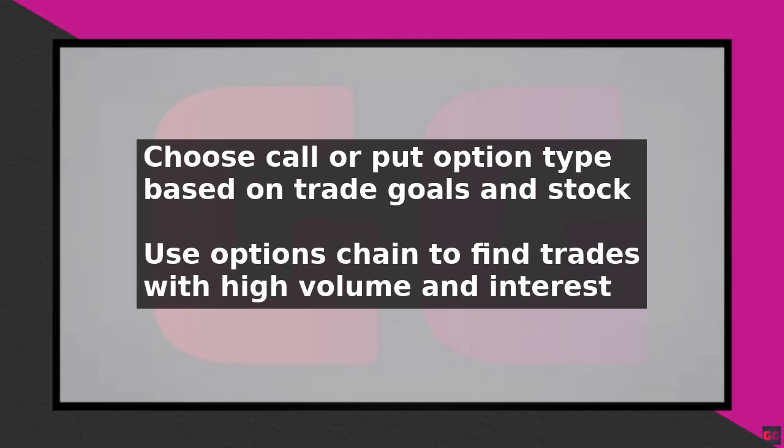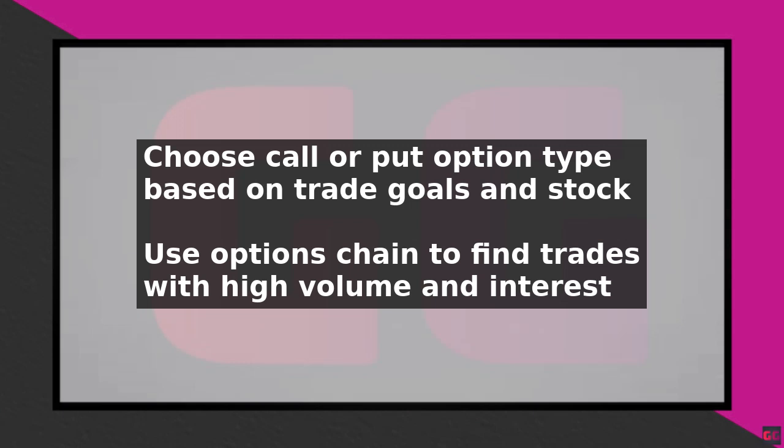A call option gives you the right to buy a stock, while a put option gives you the right to sell a stock. Now, use the options chain to find a good trade. The options chain is a table that shows all the available options contracts for a stock. Look for options with a high volume and open interest, as these are more liquid and easier to trade.